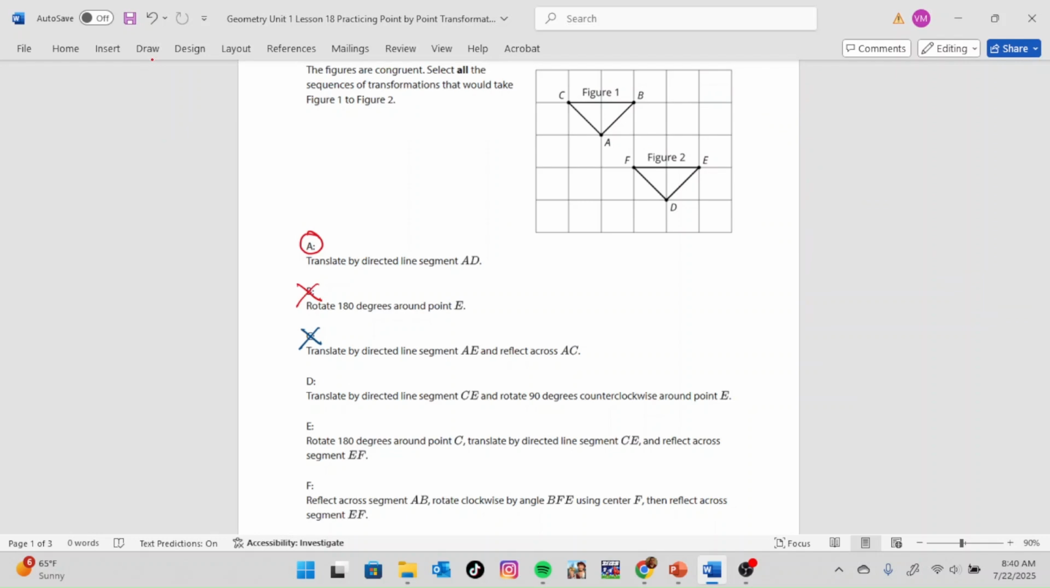Option D. Translate by directed line segment CE. So we're going to draw a directed line segment from C to E, and that is going to create a triangle out here.